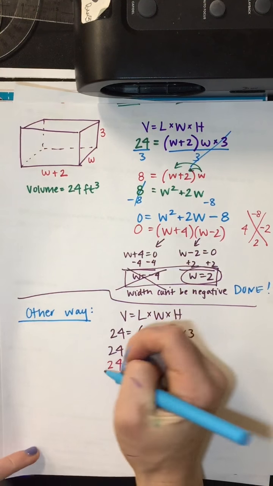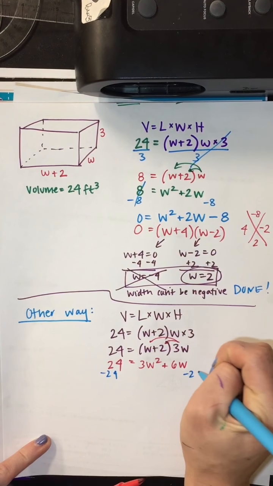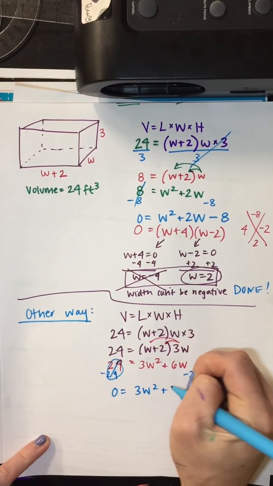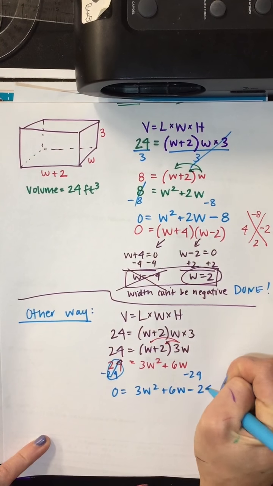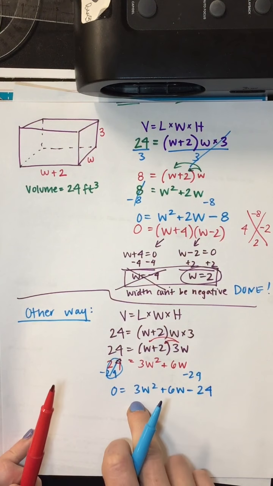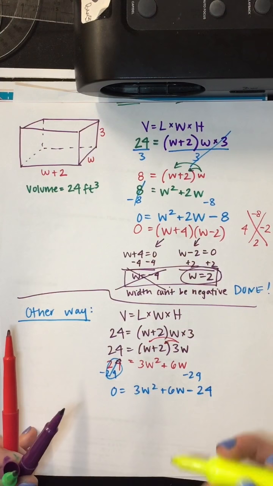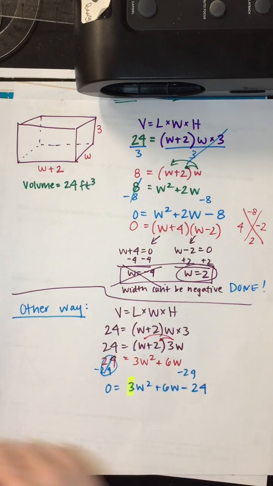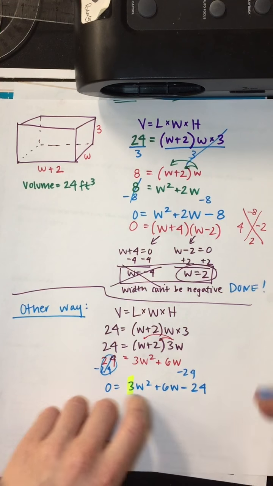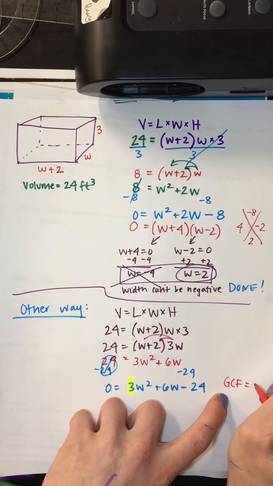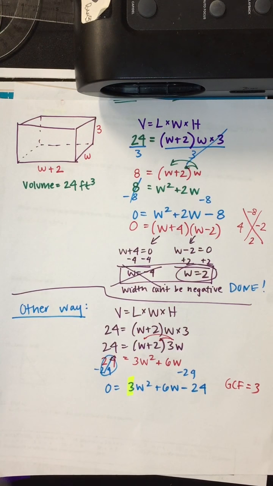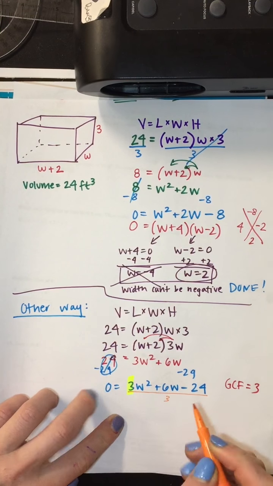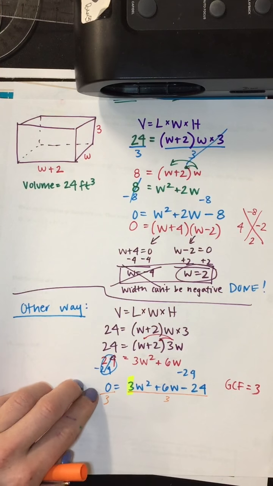Now, I want to make this equal to 0, so I subtract 24 from both sides. This goes away. I get 0 equals 3W squared plus 6W minus 24. Okay, now there is a coefficient in front of the W squared. I don't want to deal with that. Those are tricky. So instead, what I notice here is that there's actually a common factor. There's a GCF, which is 3. So I can divide the 3 out of this equation by dividing everything by 3 on both sides.